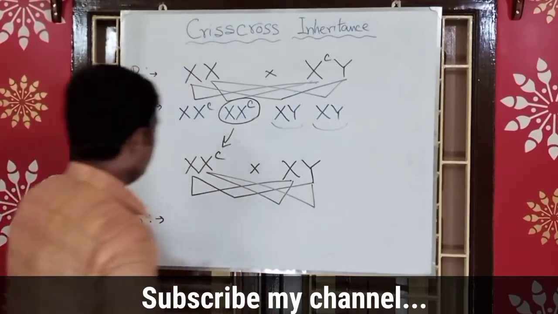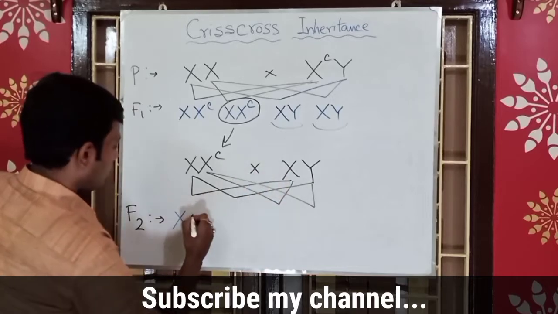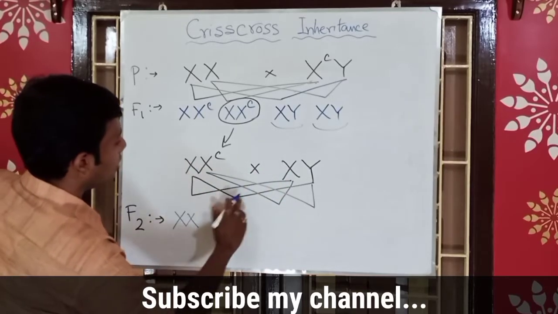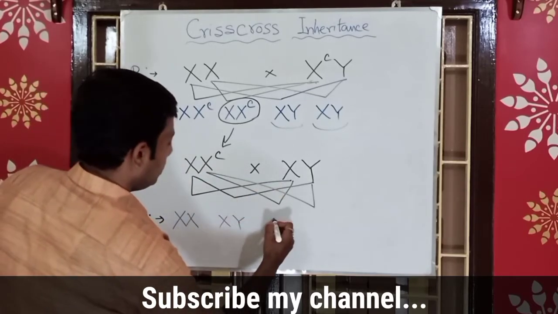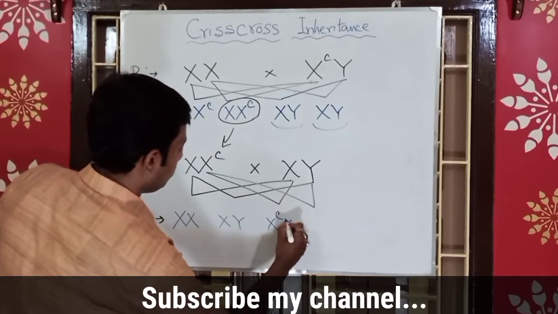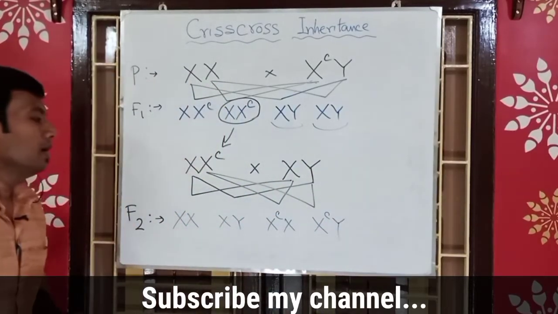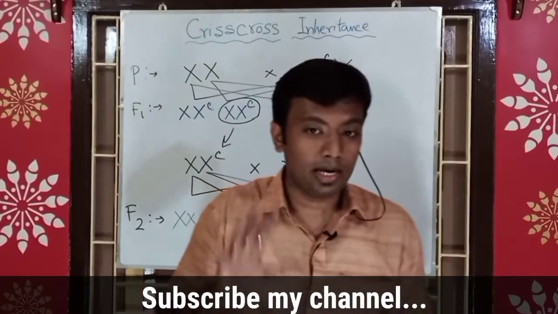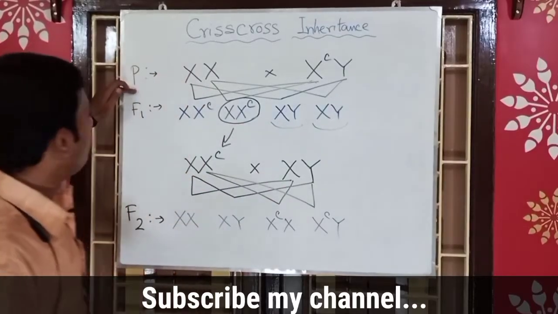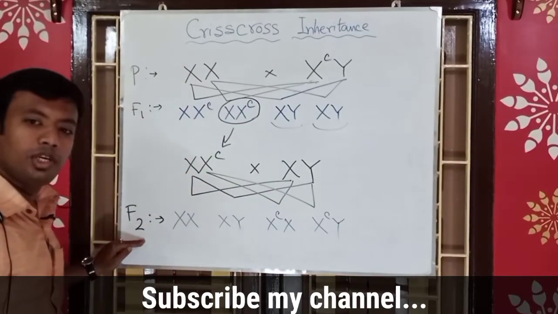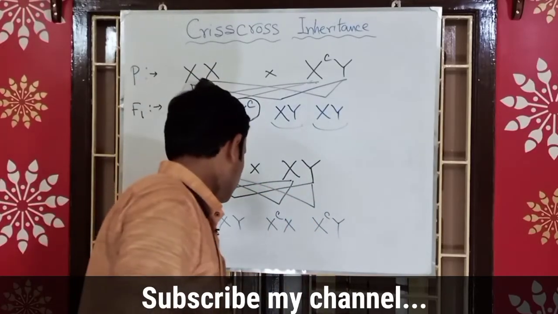Let's write down the genotypic nature of the individuals. X and X, this is the normal daughter. This one will be a normal son. This will be a carrier daughter, and this will be an affected colorblind son. Now, if we examine the pattern of transmission of the colorblind gene from the parental generation up to this F2 generation, what may we conclude?